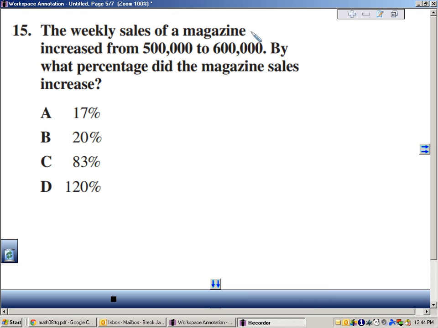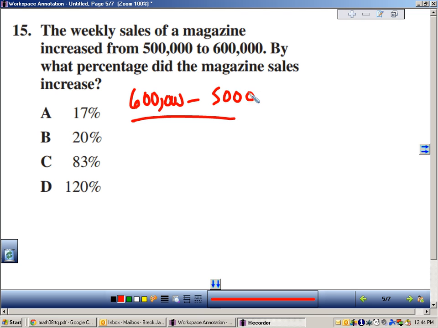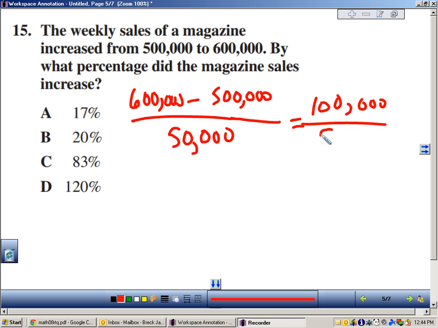The weekly sales of a magazine increased from 500,000 to 600,000. By what percent did the magazine sales increase? Again, it's the same idea, guys. It's the change in the amount, so 600,000 minus 500,000 all over the original amount of 500,000. And so we end up with 100,000 over 500,000.